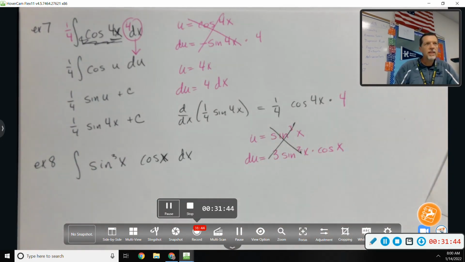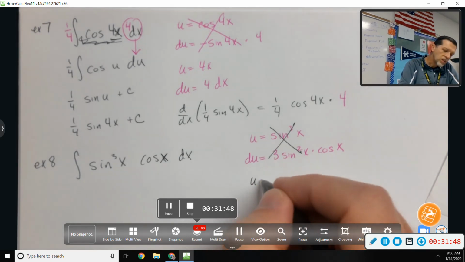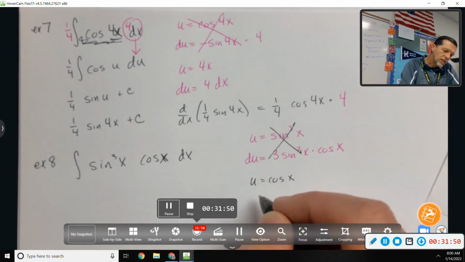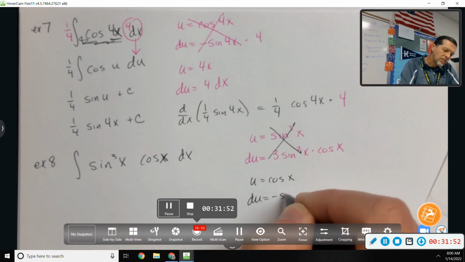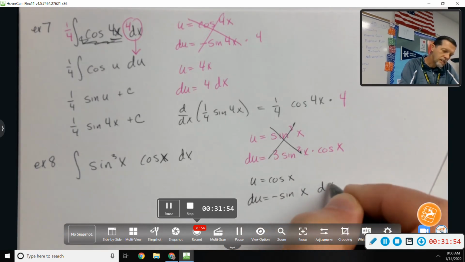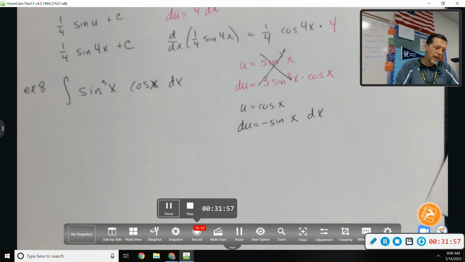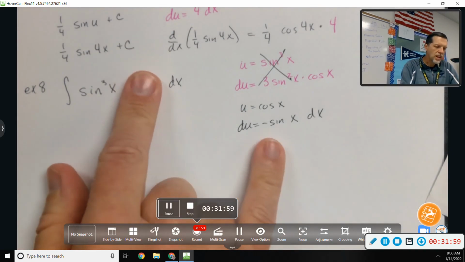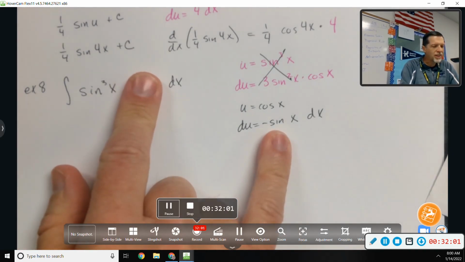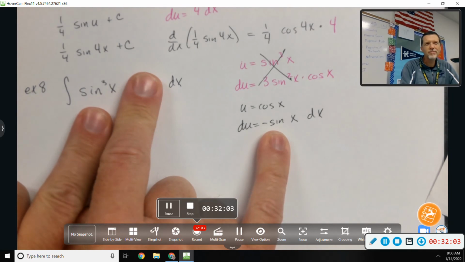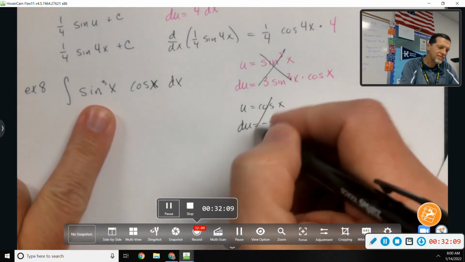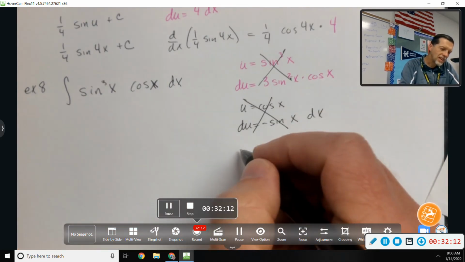What did you suggest? If u is cosine of x, then du is negative sine of x. So we've accounted for the cosine. I don't really want to be cubing du. That's not really going to work. So it's kind of there, but it's got that cube on it.